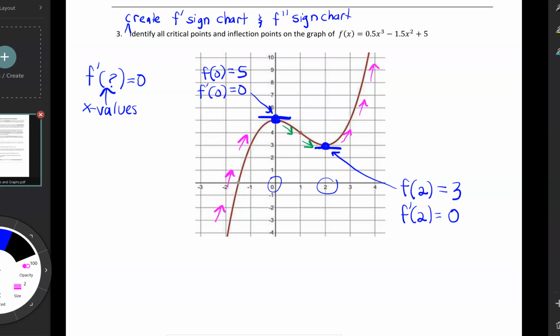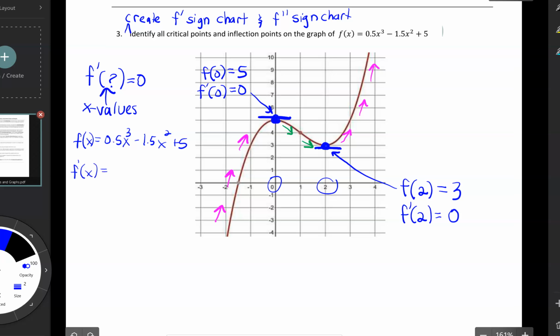So we're going to just confirm that with the algebra. We're going to confirm that when x is 0 and x equals 2, the first derivative should be 0. So let's go ahead and do that. Let's take our derivative. So here's the original function. I'm just going to rewrite it. And we're just going to take the derivative of it. So my original function was 0.5x cubed minus 1.5x squared plus 5. Okay, so let's go ahead and take the derivative of that.